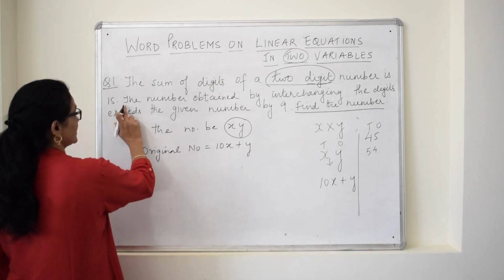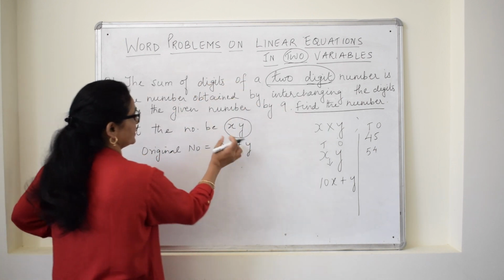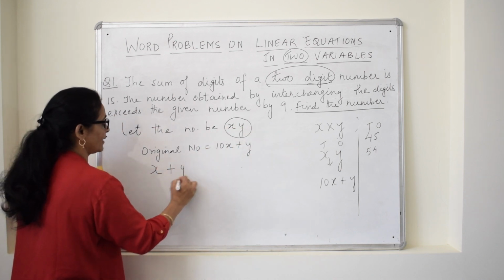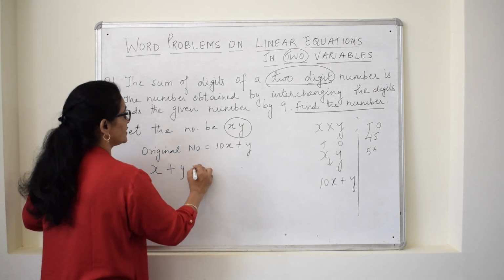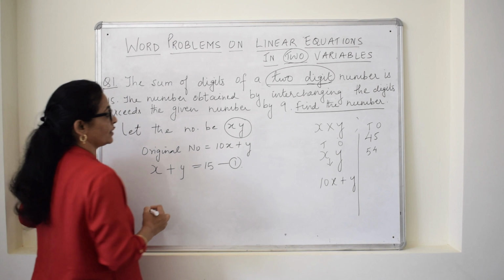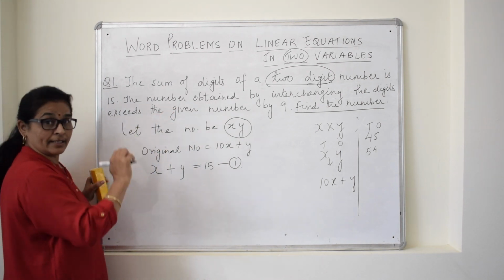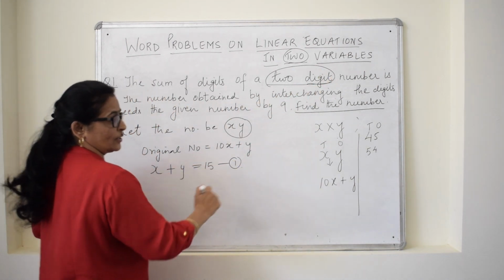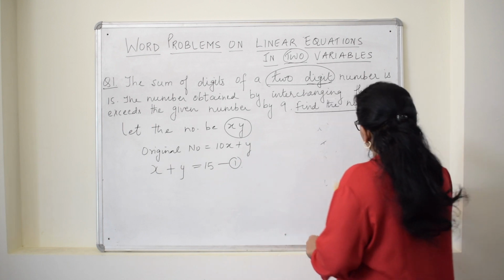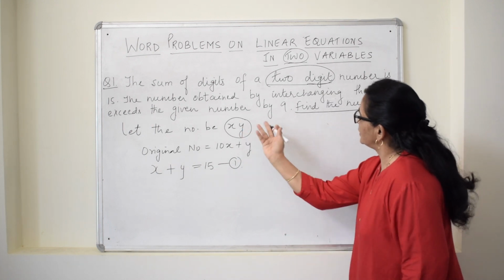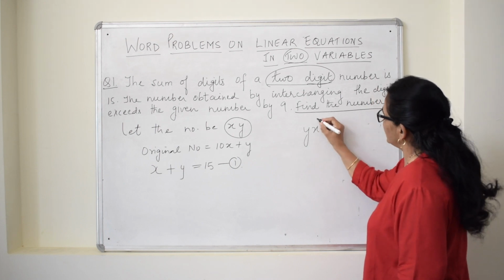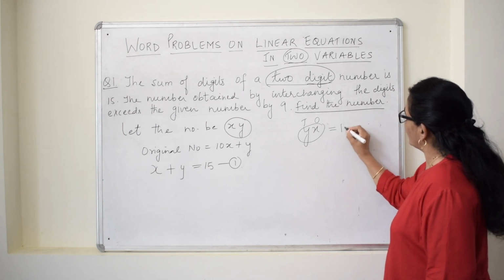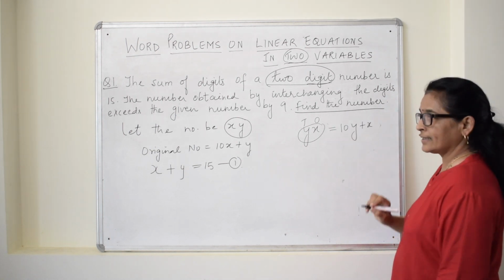Now the condition says the sum of the digits, which are x and y. So the first condition is simply you add the digits of the number, that is equal to 15. This will become our first equation. Now the second equation. The number obtained by interchanging. Interchanging means when you write the number, it will become yx. So this is the ones place and this is the tens place. So the interchanged number is yx, its form will be 10y plus x.